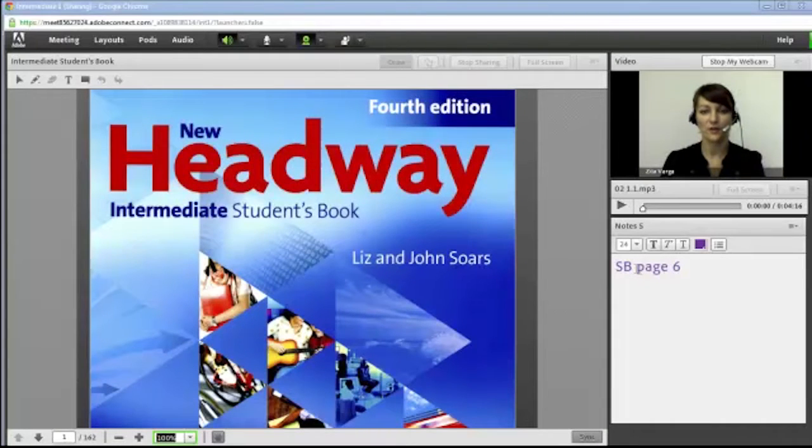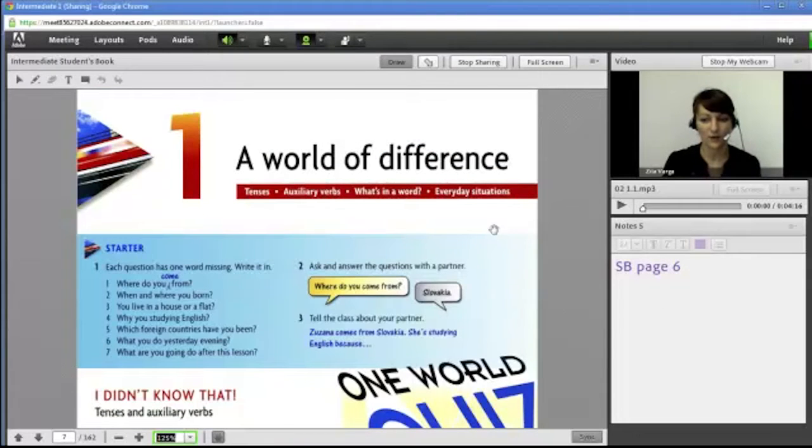I'd like you to open your student's book now, please, on page 6. The title of Unit 1 is A World of Difference, and it's because we are going to talk about different things in different parts of the world. And as for grammar, we are going to do mostly revision in Unit 1, revising quickly the different tenses you know, the auxiliary verbs, word formations, and of course, there's the everyday situation section where we learn useful vocabulary that you can use in your everyday English.